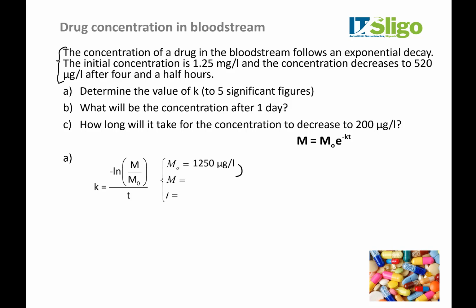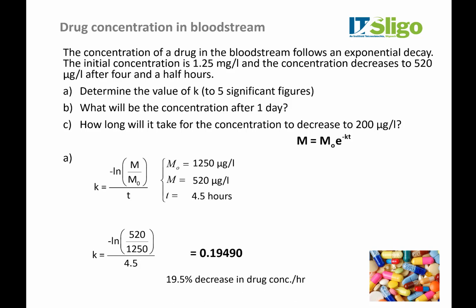It's essential your units are consistent throughout these problems, otherwise your answer will be meaningless. This decays to 520 micrograms per liter in 4.5 hours. We feed these values into the function, and then we determine K to 5 significant figures. Just what this value means, there's a 19.5% decrease in drug concentration per hour. So it's really important to try and understand what K means, rather than just dumping it in there as a figure. That's what it's telling us. It's the rate of decay per unit time.